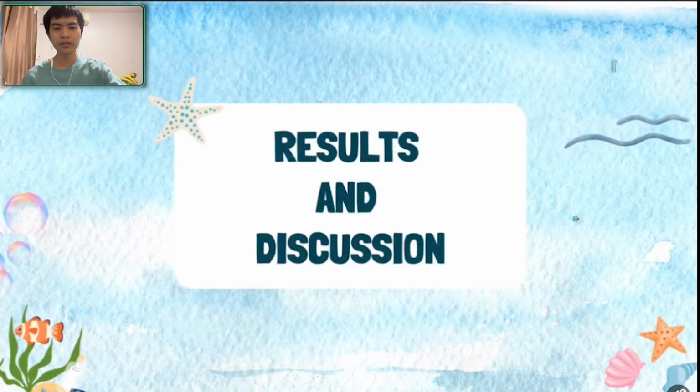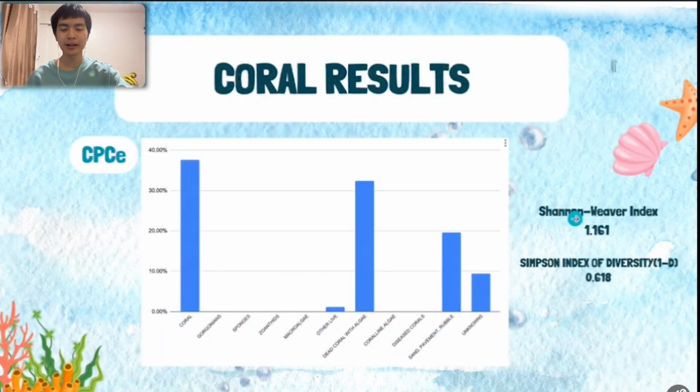And next part is results and discussion. On this slide you can see coral results. Here are the coral results from the CPCE application. We present them in a bar chart. As you can see, the number of dead coral with algae is almost equivalent to the normal coral. And we calculate the Shannon-Wiener index and Simpson index of diversity on your right-hand side.